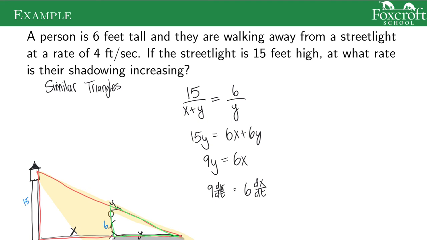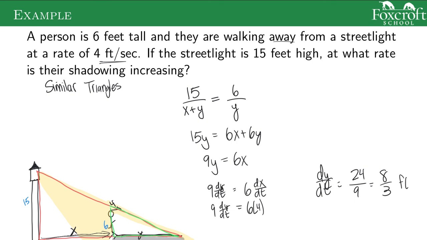So I know dx/dt, how I'm walking away from the streetlight at 4 feet per second. So this x is increasing as I'm walking away, so that is positive 4. And now I know dy/dt, which is the change in the shadow length. 6 times 4 is 24 over 9, which is 8 over 3 feet per second.